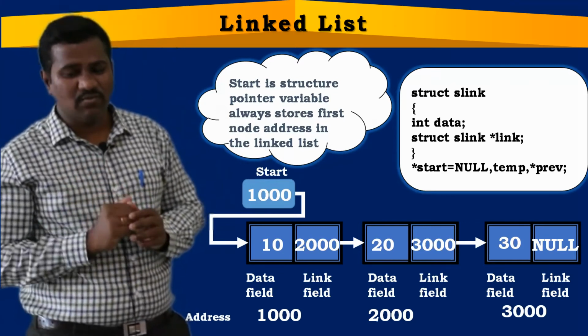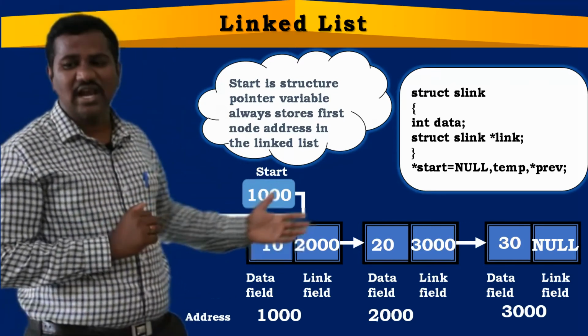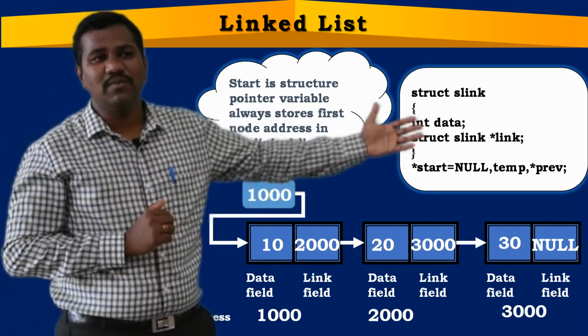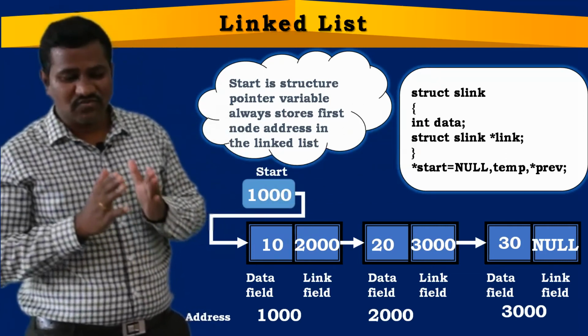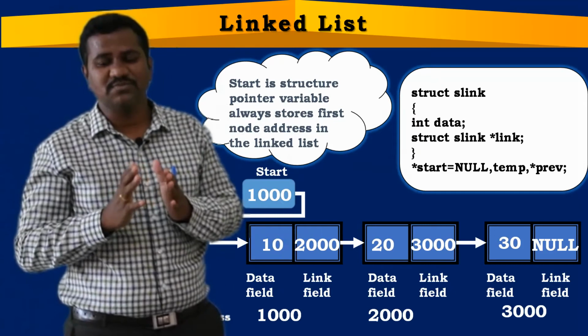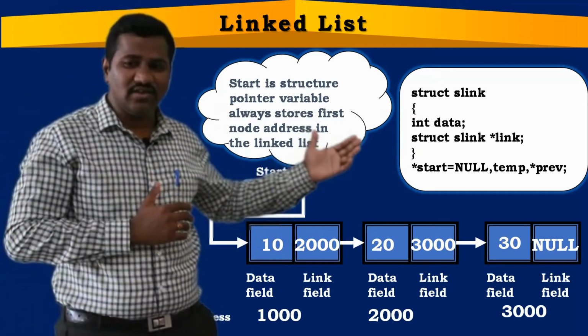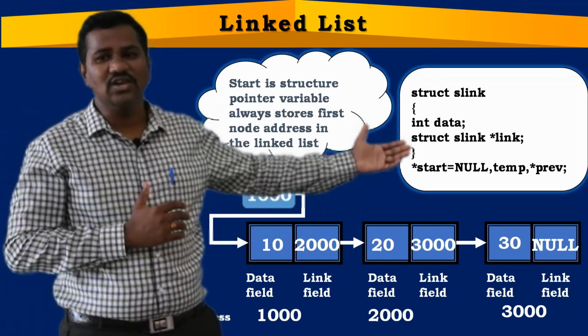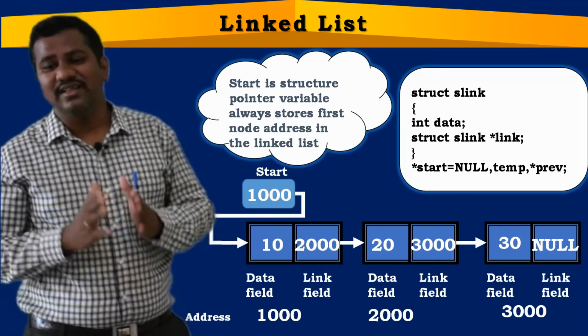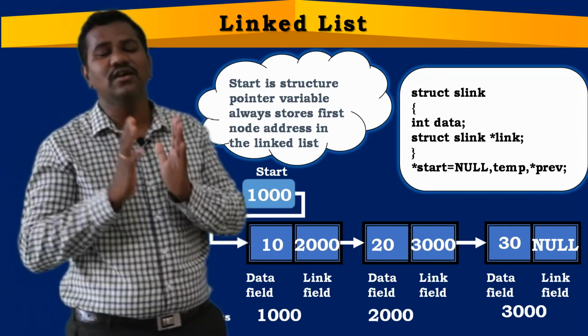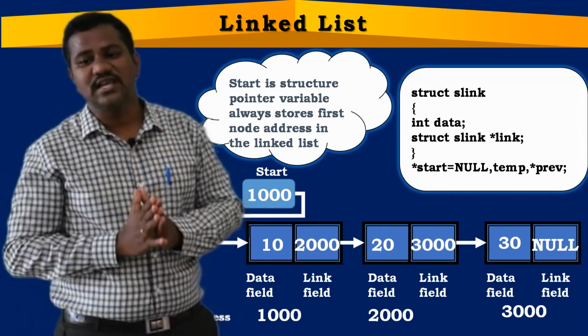And one important point is that in case of a single linked list, the last node link part always contains null. That means if you are dealing with the linked list concept, especially single linked list, if any node contains link part as null, that indicates that it is the end of your linked list, or the end of your single linked list.